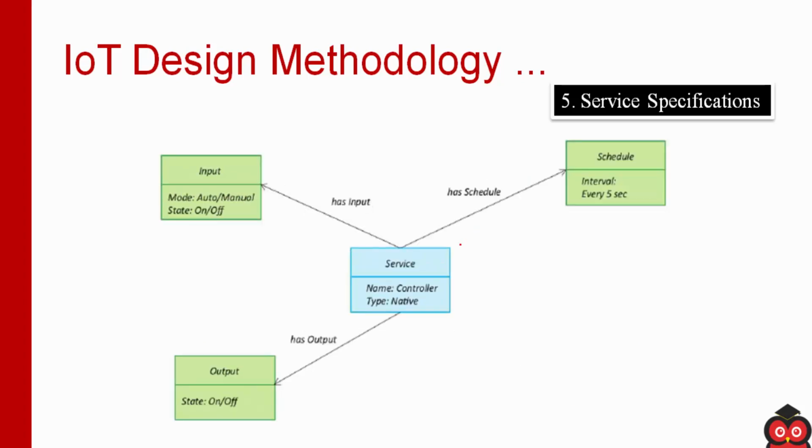Okay, and the last service in this example is the controller service. If you notice here, the type of this service is native. Native means it will not be running on the server, it will be running on the device. So in this example, we'll be choosing Raspberry Pi. So this controller service will be running on the Raspberry Pi device. It's a computing device. That's why the type is mentioned as native.